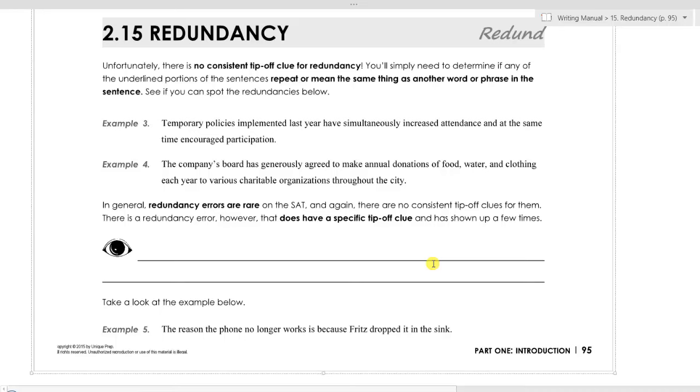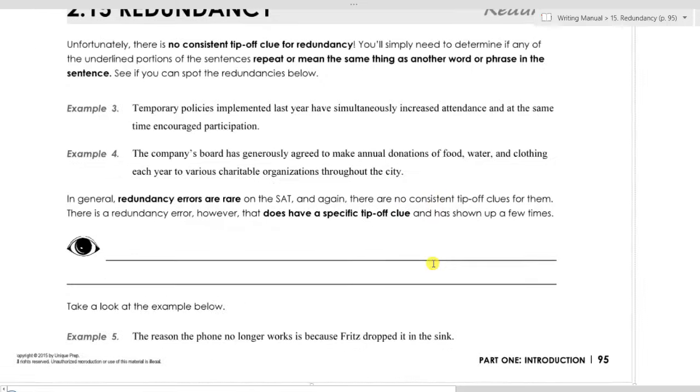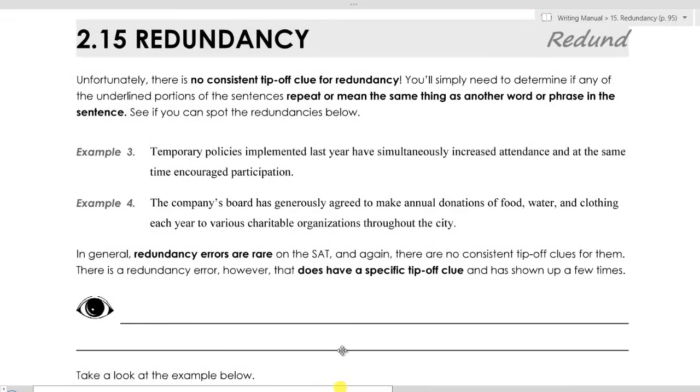You might go several tests without seeing a single redundancy error. However, as I said in the video for double negatives, if you want an extremely high score, you're going to be aware of and be able to deal with this error as well. Redundancy is a tricky rule because there is no consistent tip-off clue. You are really just going to have to scan sentences for repeats in meaning.